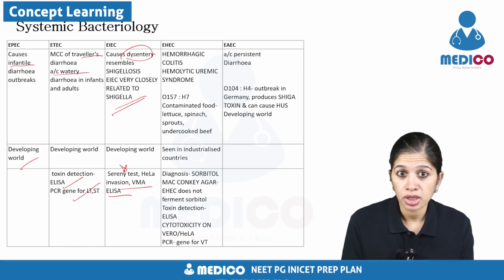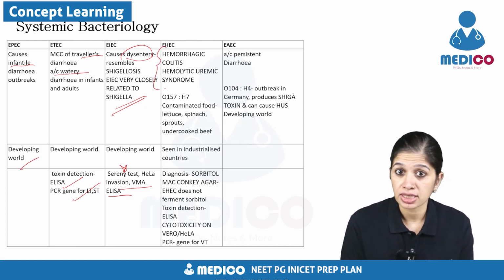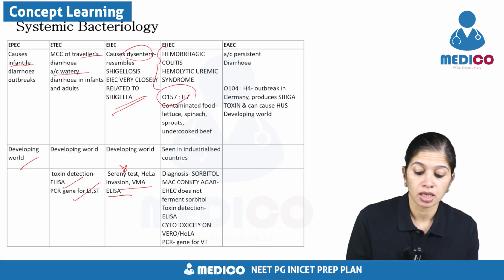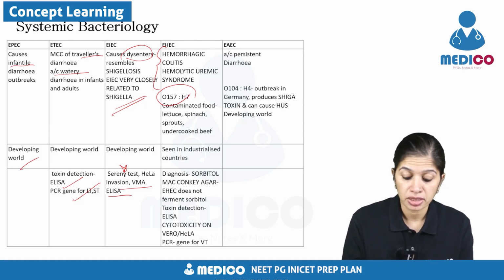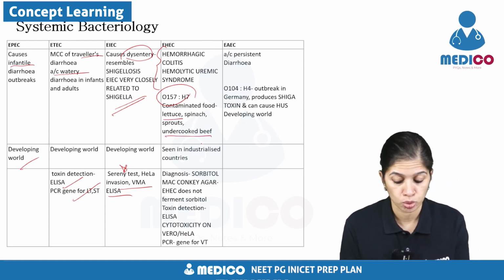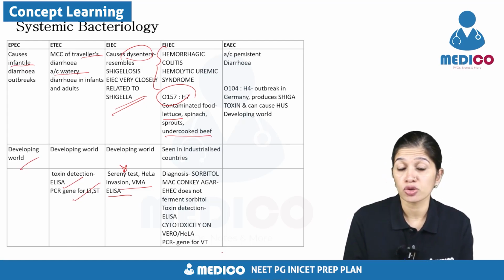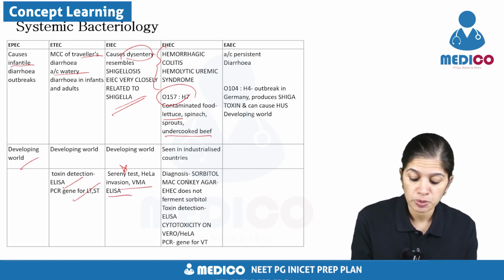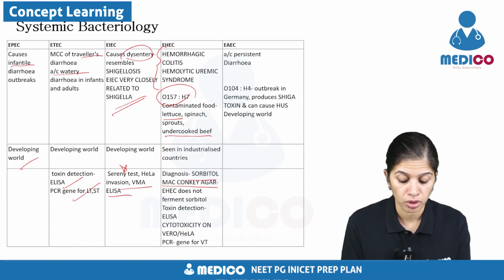Whereas enterohemorrhagic, the name has got hemorrhagic in it. So it produces hemorrhagic colitis and hemolytic uremic syndrome. And one very important strain is O157:H7. And the food items contaminated include lettuce, undercooked beef, certain sprouts, and so on. And this is a disease that is mainly seen in the industrialized countries. So far, we were talking only about developing countries. And diagnosis is using a special media, that is sorbitol MacConkey agar, in which it does not ferment sorbitol.